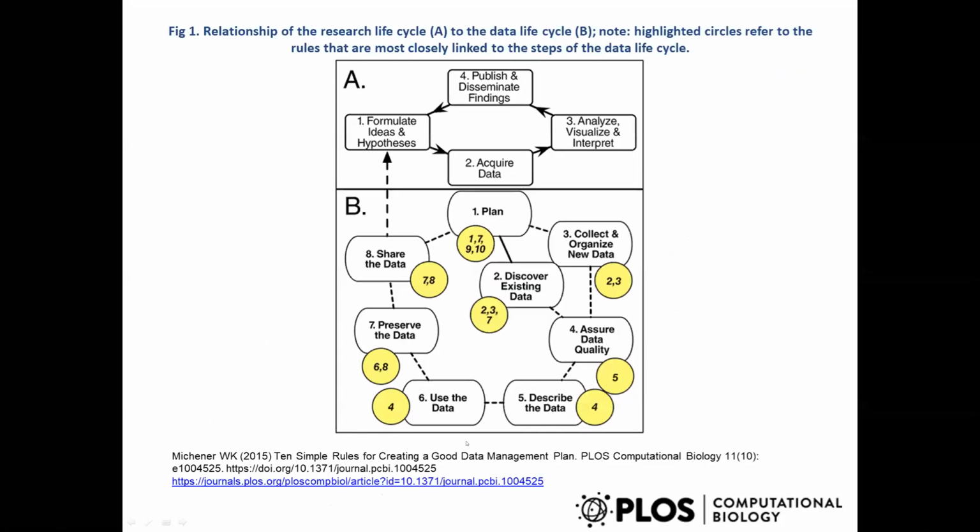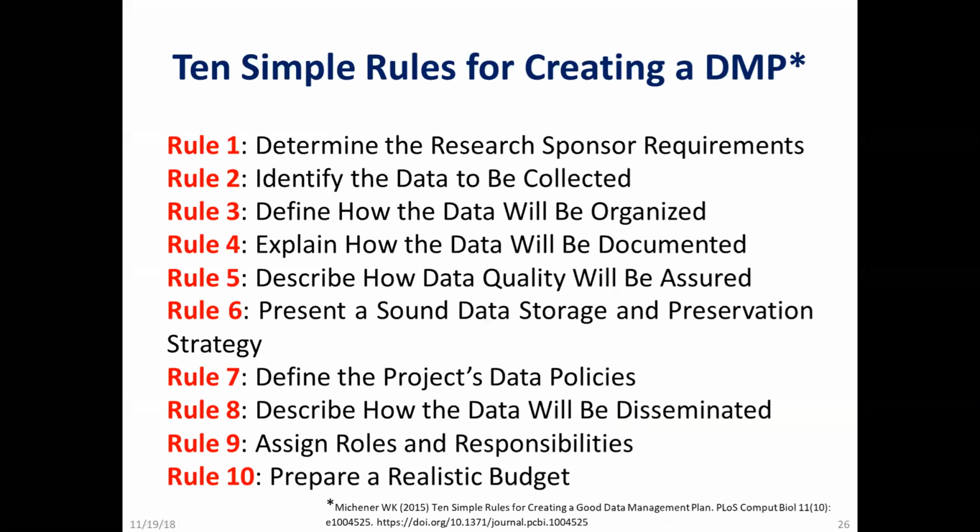Then let us see here in the same article. This is the research life cycle. You formulate ideas and hypotheses and design your study, and then you acquire the data, and then you analyze and visualize and make interpretation, and then you publish and disseminate your result. This is the research life cycle. This is the data life cycle. So what happened here in this one? The one in the yellow is the one before. So this will help you even tomorrow in your tutorial.